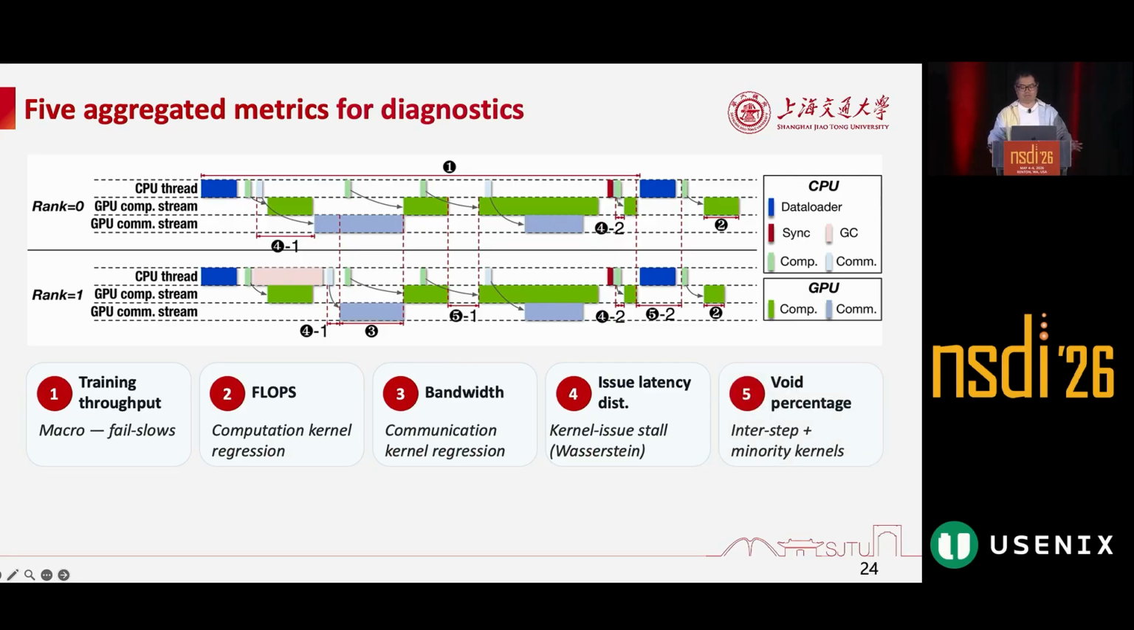The last one is the void percentage. Because in our experience, we can't really get all the details about the GPU in the first place. So we have this one. It covers everything our tracer doesn't directly instrument, namely, for example, the inter-step CPU operations and what we call minor GPU kernels, like element-wise activations. On the timeline, this shows up as empty slots where no critical kernel is running. We aggregate the total gap time as a percentage of the step. So if the void percentage is high, something is leaking time outside our instrumented scope.